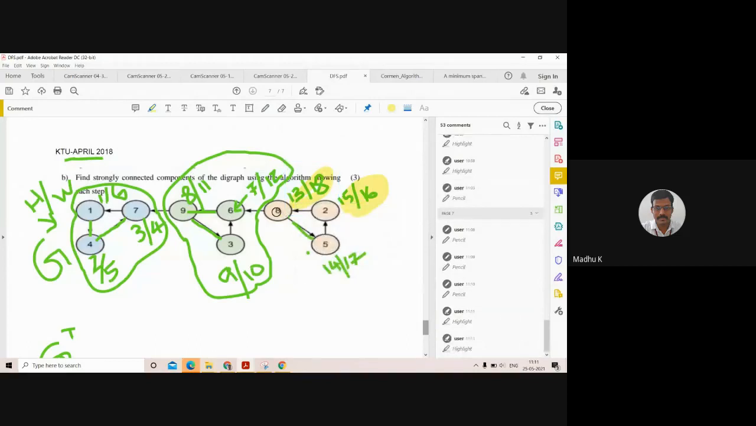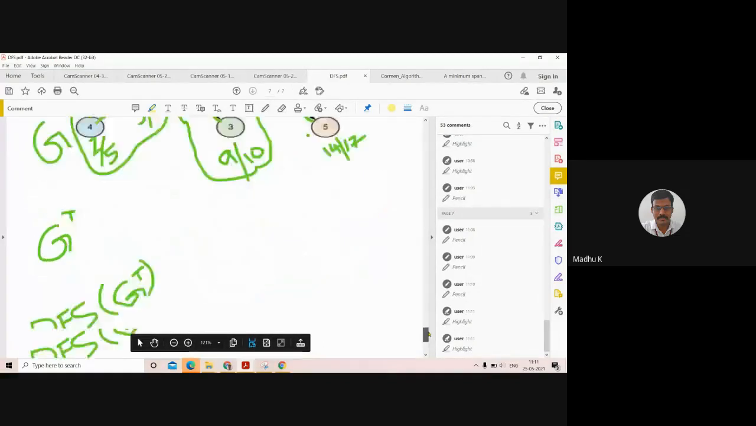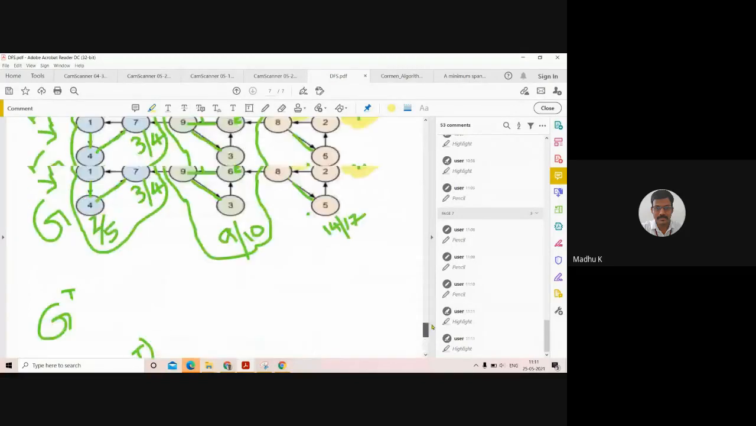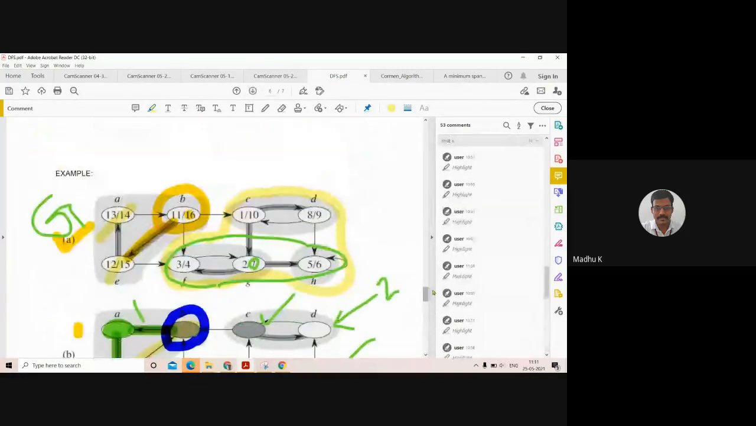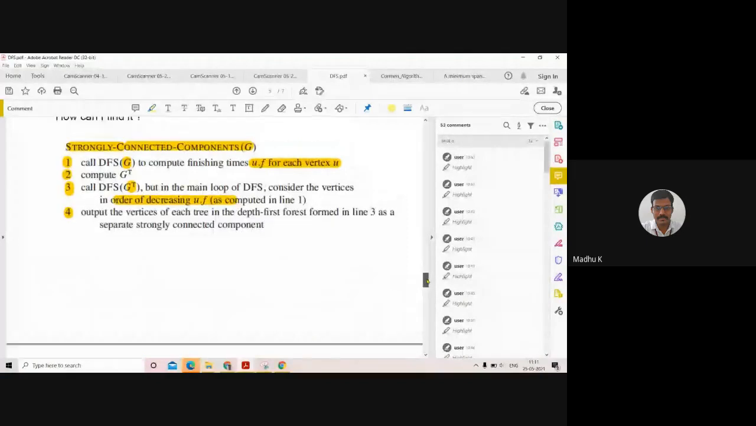Then perform DFS. Then you will get a strongly connected component. Then where I will start? Then I will start from 12. From here I want to start. Then do it. In that way you should proceed. Please take it as a homework and do it. Now we discussed the strongly connected component finding method and the university questions relating to that topic.